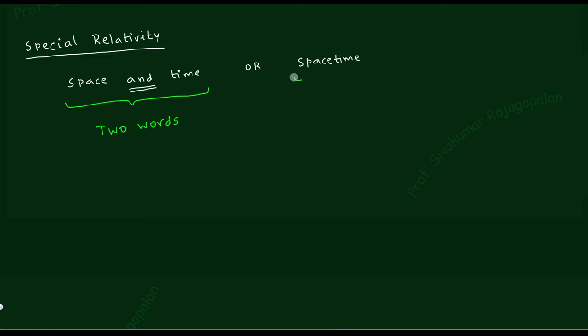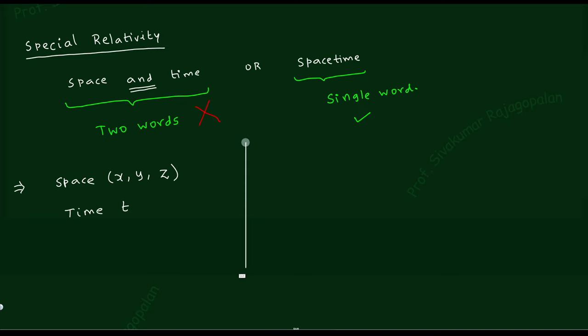There are two words, but space-time is a single word. Einstein used the single word space-time, but in Newtonian mechanics, people used two words, that is, they are two separate things. So that is the place where Einstein said that, no, let us not use the space and time concept. We will use space-time as a single object. So what is the distinction? Let us write down. Space is x, y, z, so three components are there. And then time will be separately t. So this is the idea.